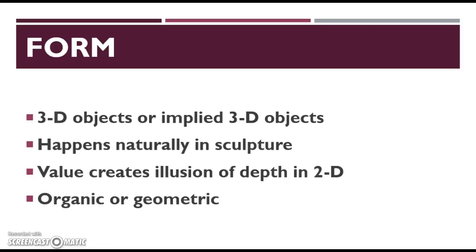Whereas if you're working in 2D, you can use value to create the illusion of depth, which gives forms. So if you add shadows and highlights to things, then they start to look like they're 3D. And the same as shape, they can be organic or geometric.